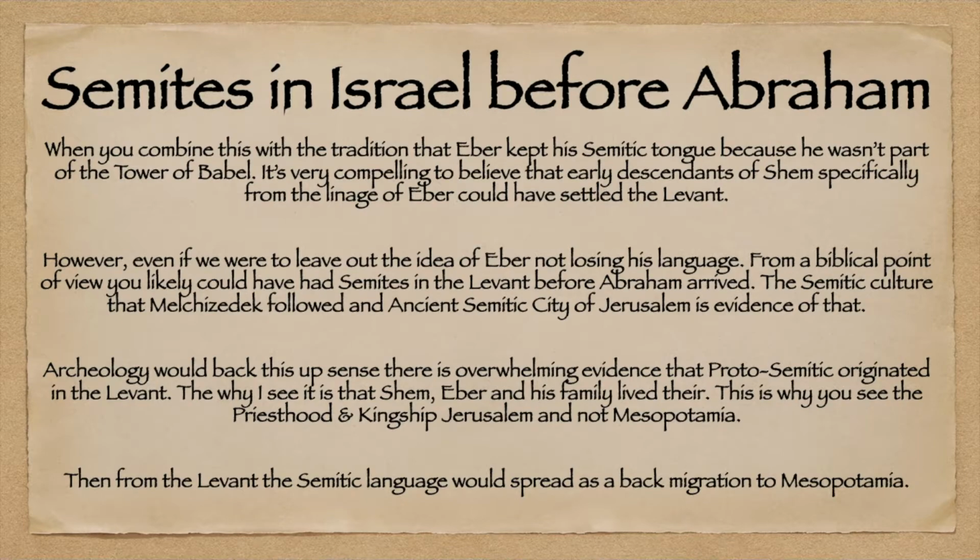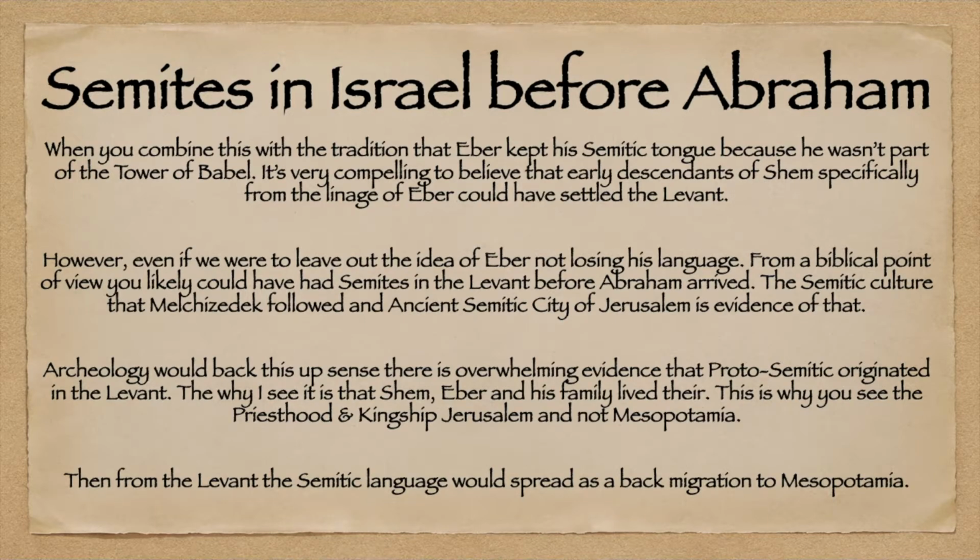But if we were to leave out the idea of Eber losing his language, let's just hypothetically say, okay, let's not go with that narrative, that Eber didn't lose his tongue. From a biblical point of view, you likely could have had Semites in the Levant before Abraham arrived anyways. The Semitic culture that Melchizedek followed and the Semitic city of Jerusalem is evidence of that. We have literal archaeological evidence that there were Semites in the Levant before Abraham. Archaeology would back this up, since there is overwhelming evidence that Proto-Semitic people and the Proto-Semitic language originated in the Levant.